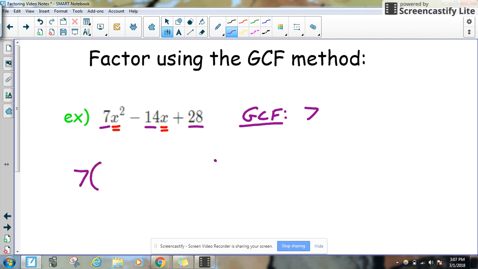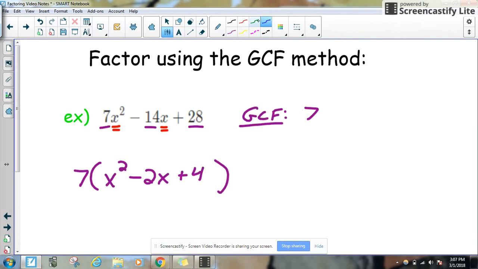And like I said in the last slide, you're going to be using division now. So if you have 7x to the second power and you divide out a 7, what's remaining left is x squared. And if you take a negative 14x and you divide by 7, you're going to have negative 2x. And if you take 28 and divide by 7, you're going to have plus 4.